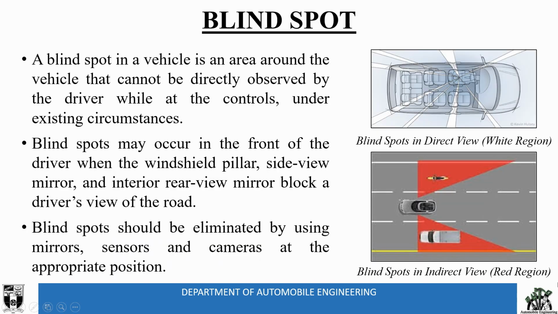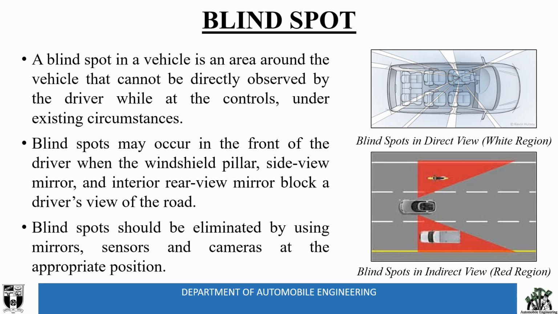Blind spot. A blind spot in a vehicle is the area around the vehicle that cannot be directly observed by the driver from the driver's seat position. Blind spots may occur in the front of the vehicle when the driver's view is blocked by the windshield pillars, the side view mirror, and the rear view mirror. Blind spots in a vehicle should be eliminated by using mirrors, sensors and cameras in the appropriate position.